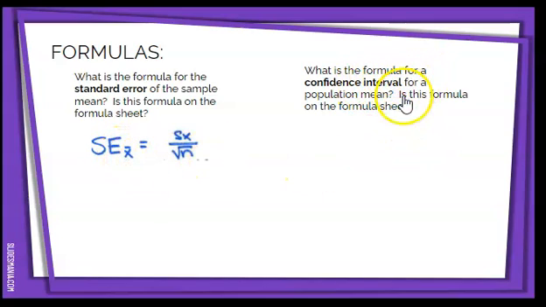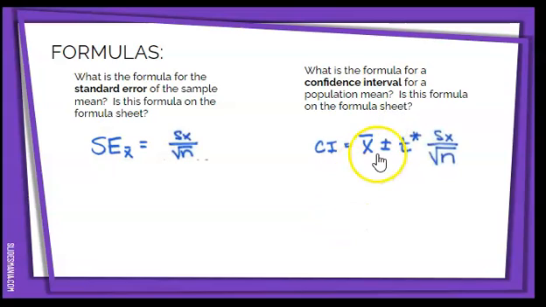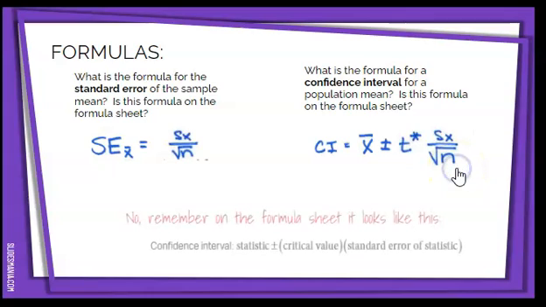Now, what's the formula for the confidence interval? Well, it looks like this. It starts with the sample mean of x bar. We add and subtract the product of this back here, a t star times my standard error of x bar. Now, it's not exactly on the formula chart like this. Remember, on the formula chart it looks like this. It's very, very generic. You just plug in the right values in the right places. In the next video, we'll actually calculate some confidence intervals with means.